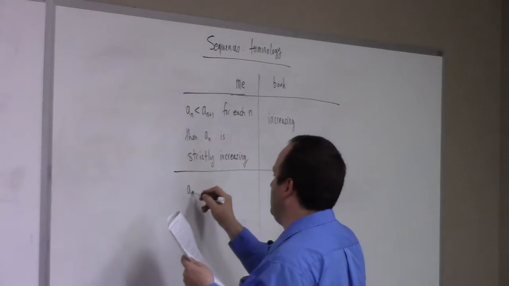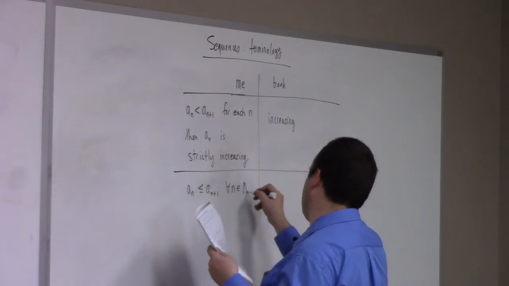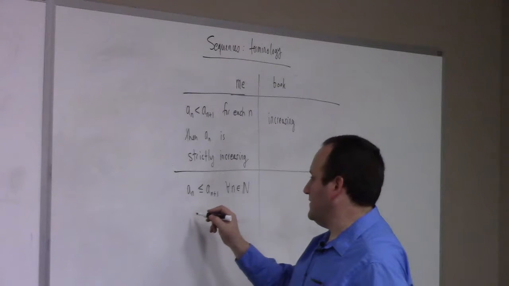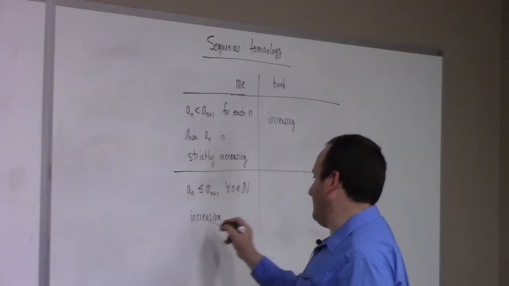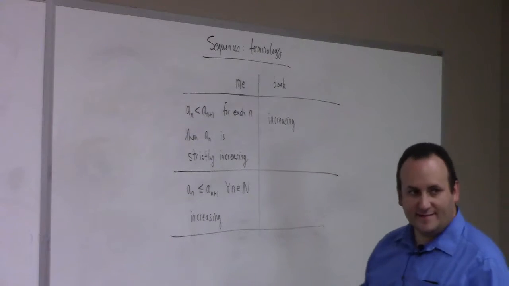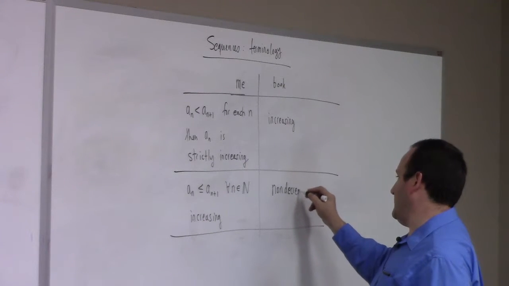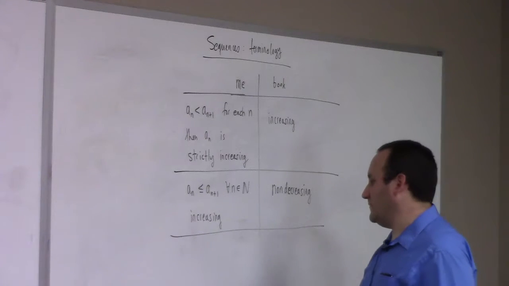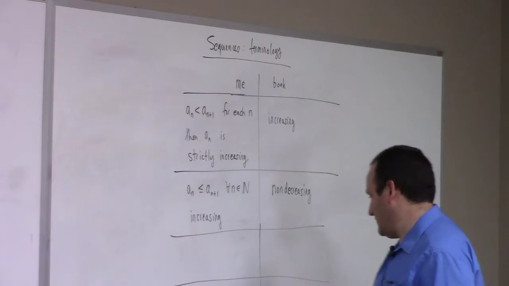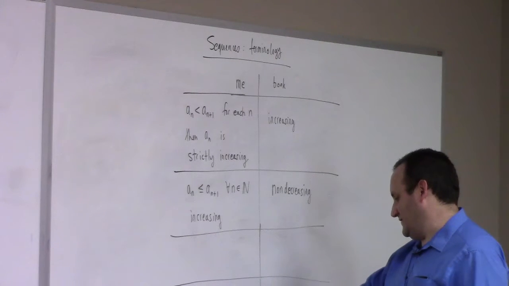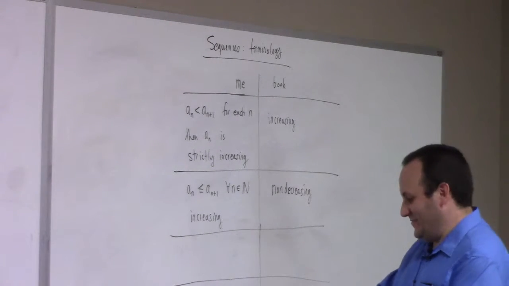Now, if I have a_n is less than or equal to a_{n+1} for all n, then I say it's increasing. The book says it's non-decreasing, which to me is weird. And not just me, most of the rest of the mathematical world agrees with me. And of course, since math is governed by consensus, like all truth, sorry, just trying to be a good Democrat.